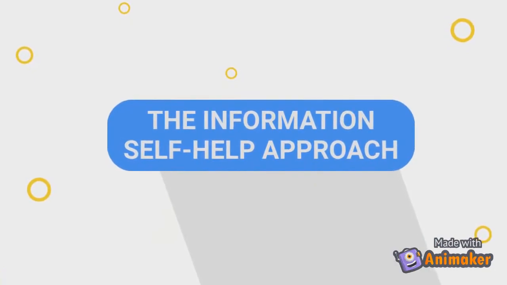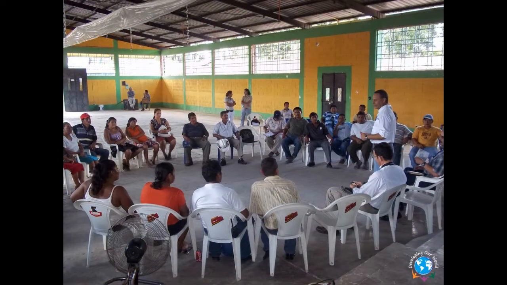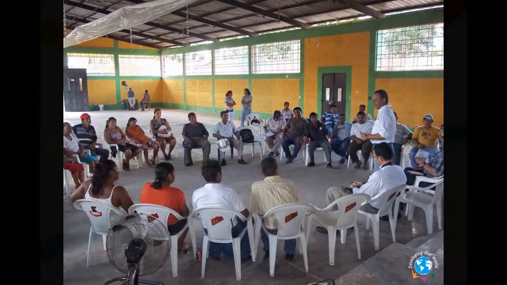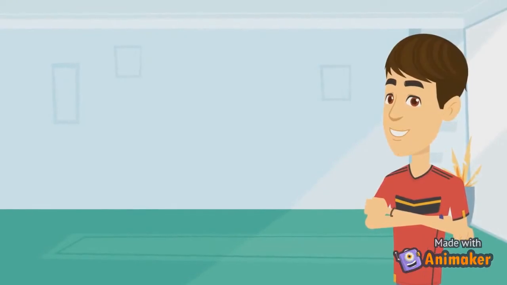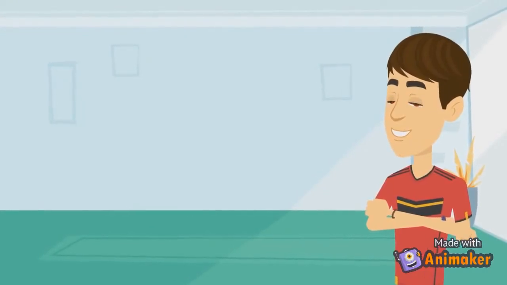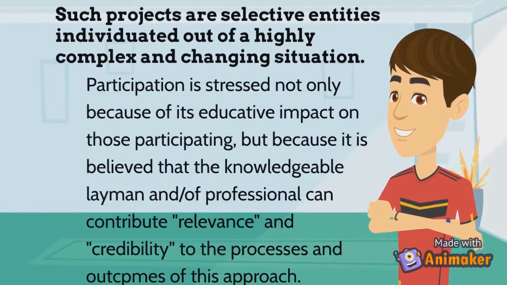The next approach is the Information Self-Help Approach, or ISHA. In this type of approach, the community is conceptualized as a systematic stream which precedes, surrounds, and continues after the information self-help approach occurs, meaning that projects are selective entities individuated out of a highly complex and changing situation.